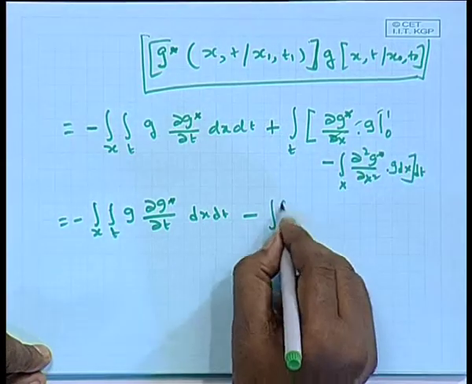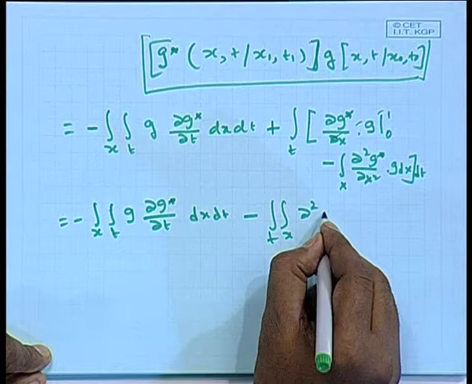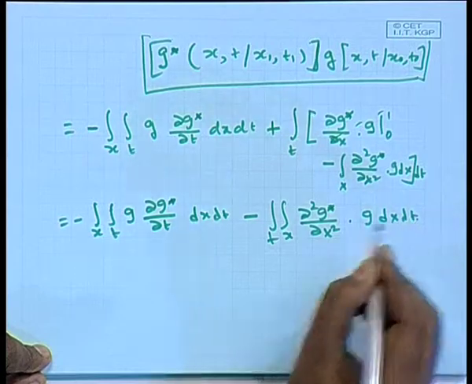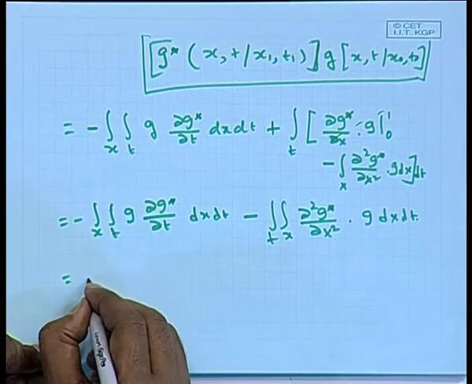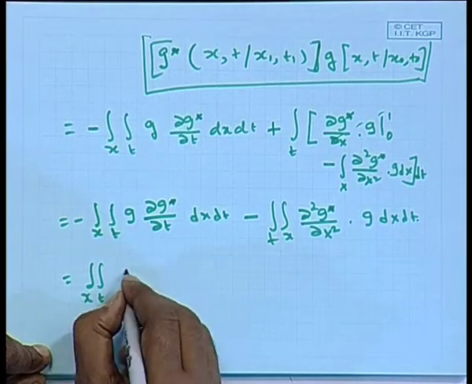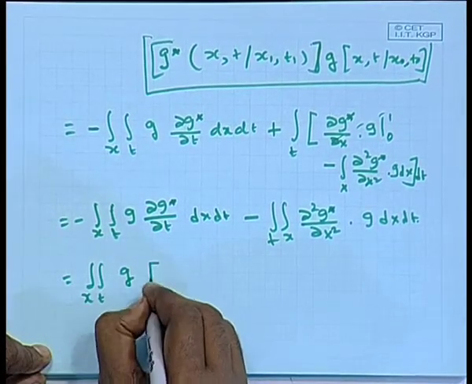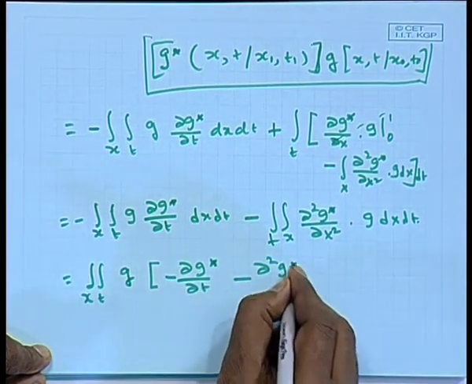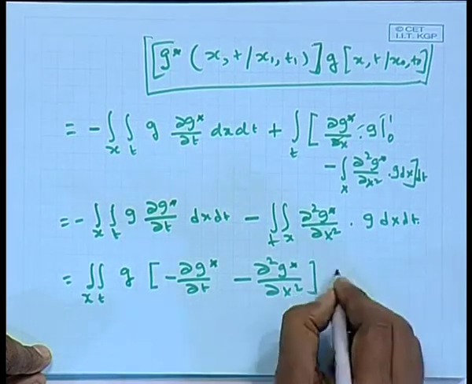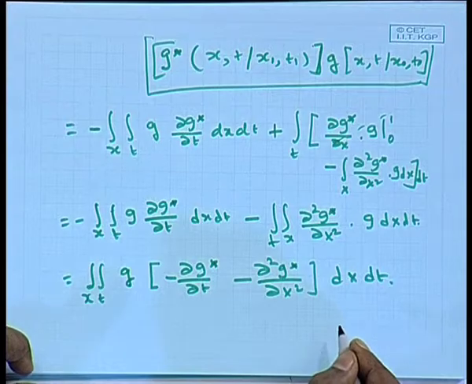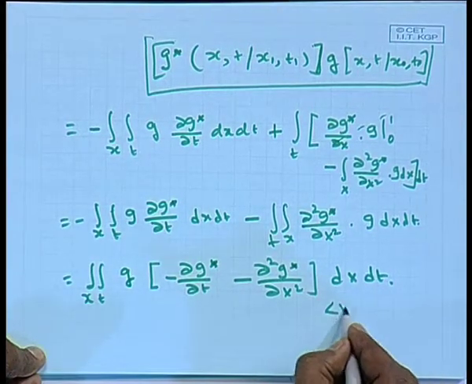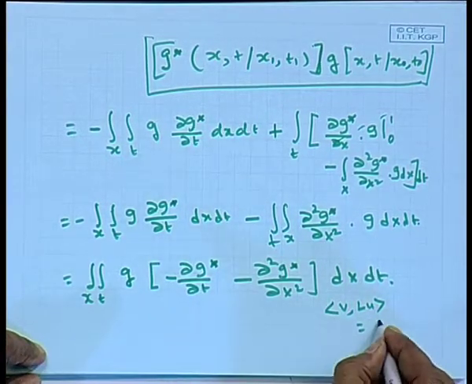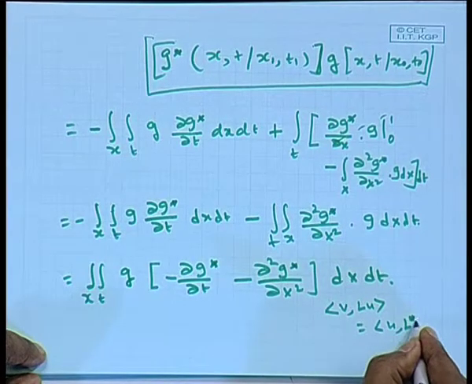So, this term is the integral of G star times del square G over del x square, dx dt. Okay. So, what do you get? You get G times minus del G star over del t minus del square G star over del x square, dx dt, right. So, it is in the form of V L U equals U L star V, where all the bilinear concomitant Jacobian terms are equal to 0.